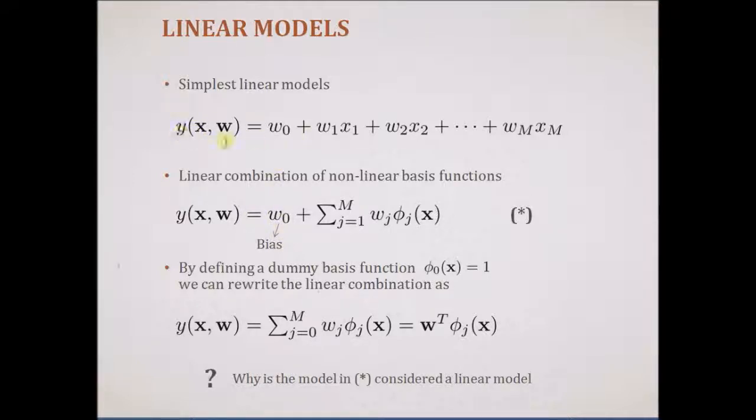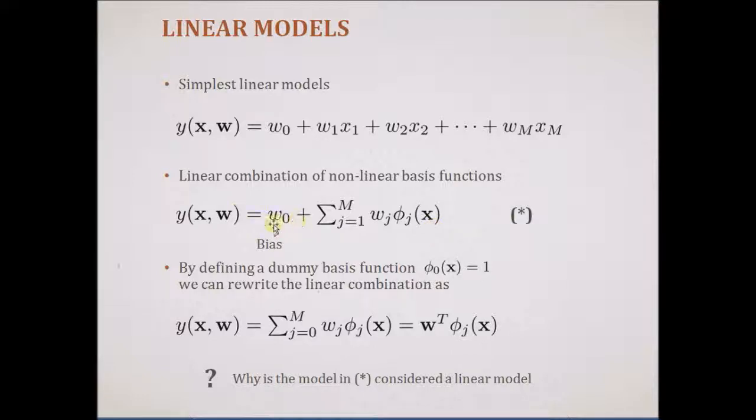For example, this is the simplest linear model, that is y of x comma w, where w is a vector of weights. This is a simple linear combination of the weights and the input features, for example, the m-dimensional input feature vector here. And a generalization of this model is a linear combination of the weights with nonlinear transformations of the input features.